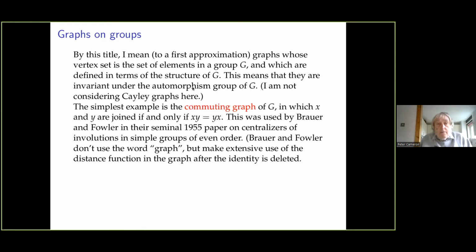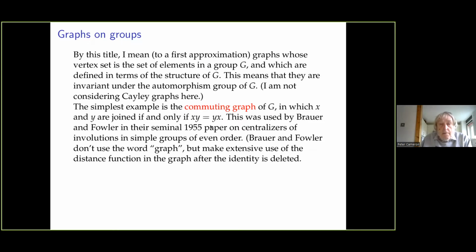So for an example to show you the sort of thing we're talking about, the simplest and first example of this was the commuting graph of the group G, in which we put an edge from x to y if and only if xy equals yx. And this graph goes back to Brauer and Fowler in their famous paper of 1955 on centralizers of involutions in simple groups of even order.